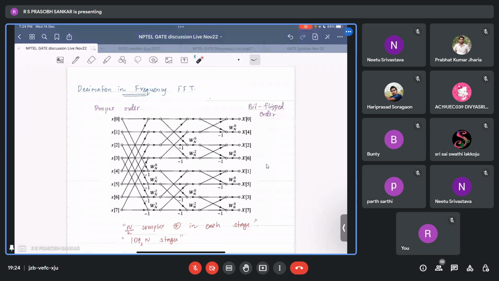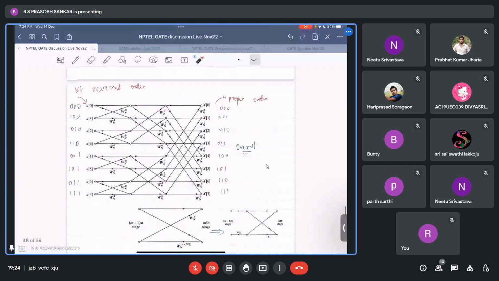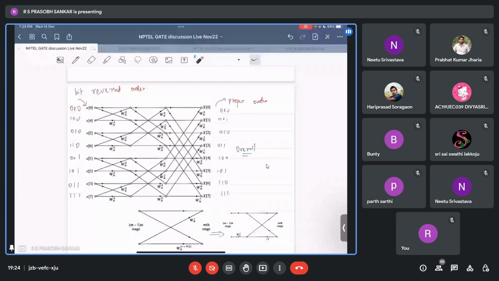Now the other thing is a small detail here. If you see here, the output, the index, is in the proper order: 0, 1, 2, 3, 4, 5, like that. This is the DFT. Now this is a signal.